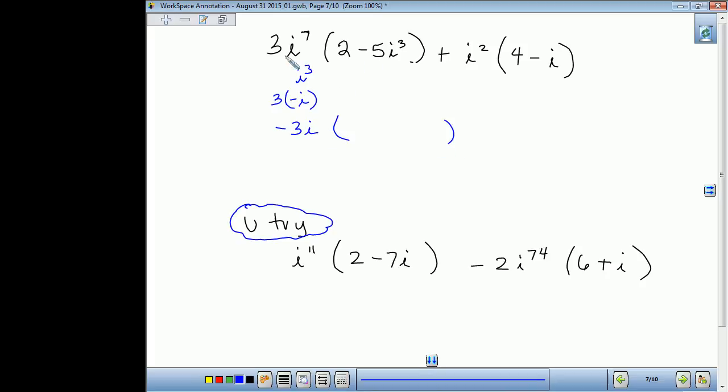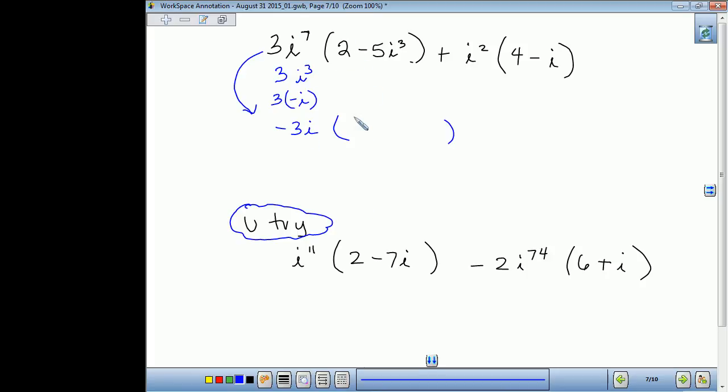Now, in my work, I would go straight from there to there, but I wanted you to see my thought process. i to the 7th is the same as i to the 3rd, and i to the 3rd is negative i. So this simplifies to negative 3i. Did you follow that train of thought?